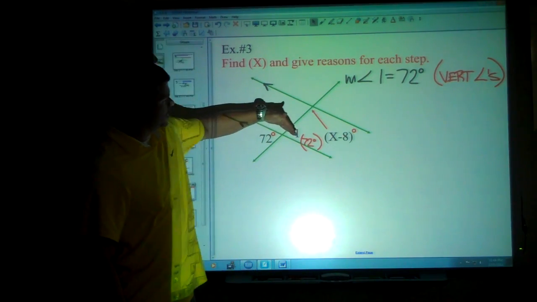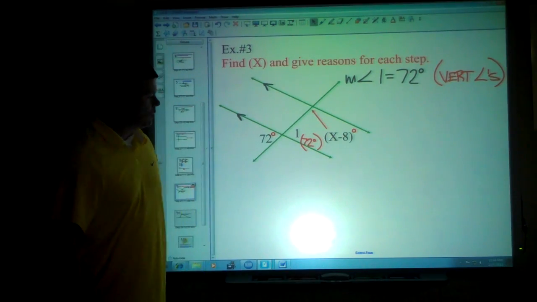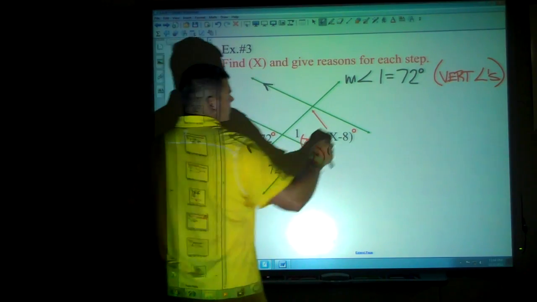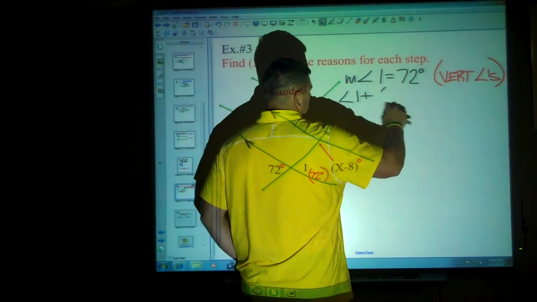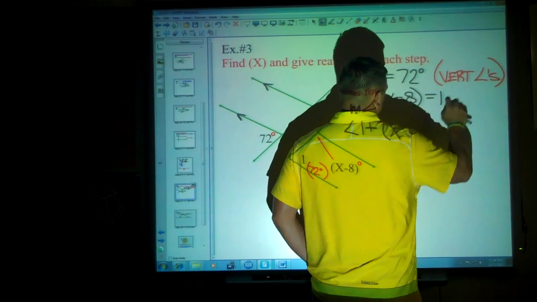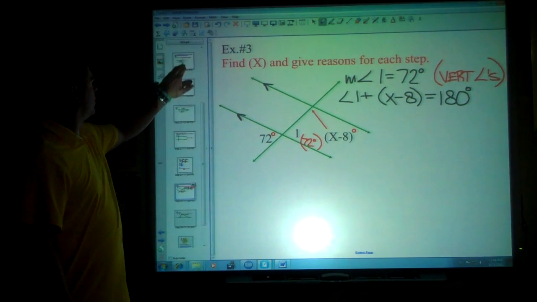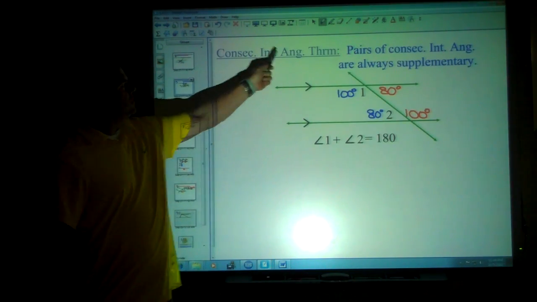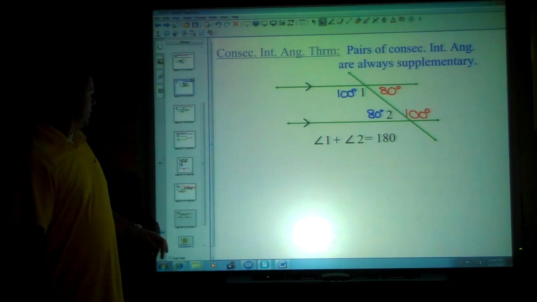Okay? Because we have these two that are interior here, we know that those two are going to add together to make 180 degrees. So we can say that angle 1 plus x minus 8 equal 180 degrees. And our reason for that is those are consecutive interior angles. All right? Consecutive interior angles are the ones on the same side of the transversal, and they always equal 180 degrees.